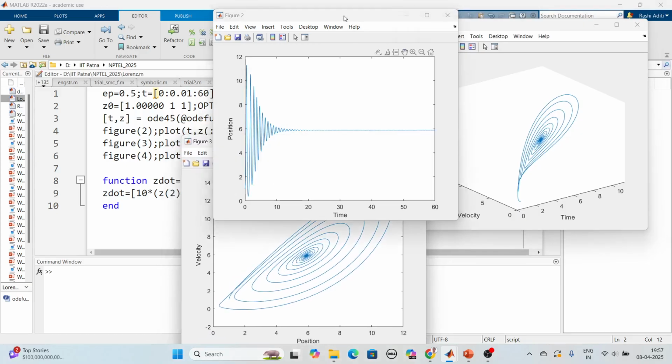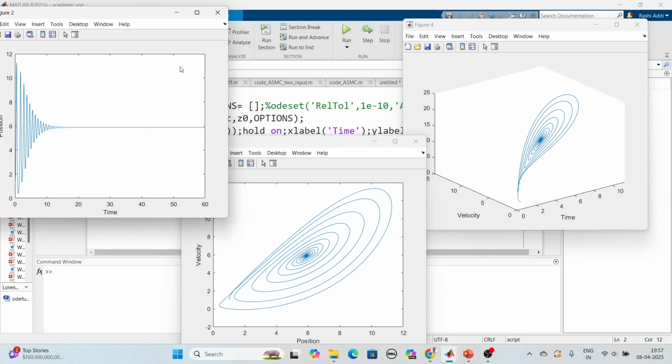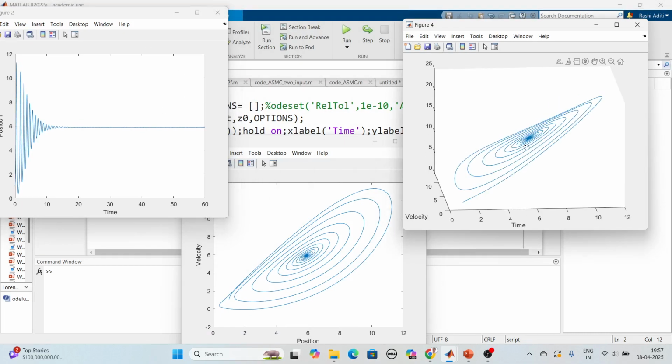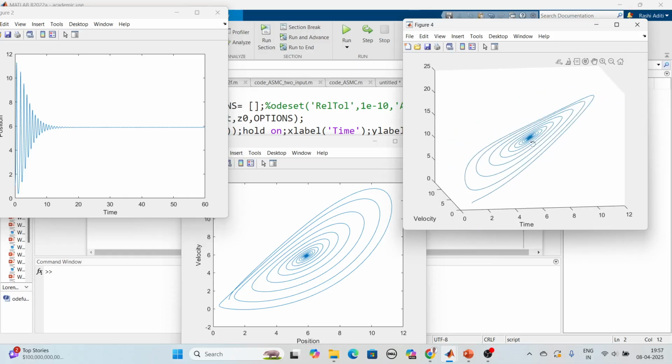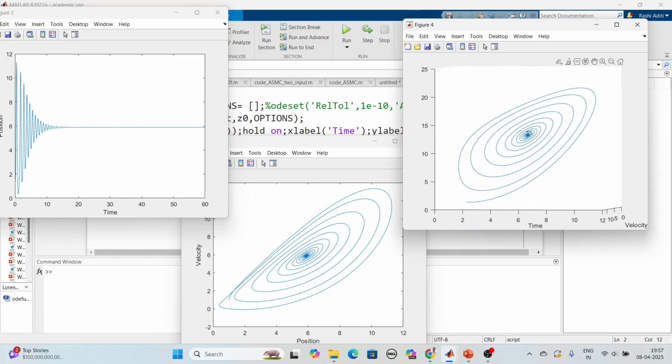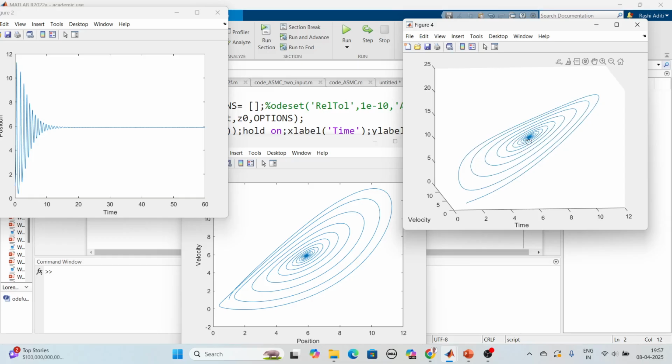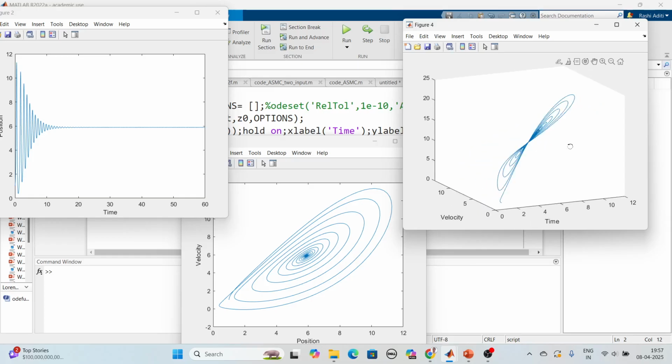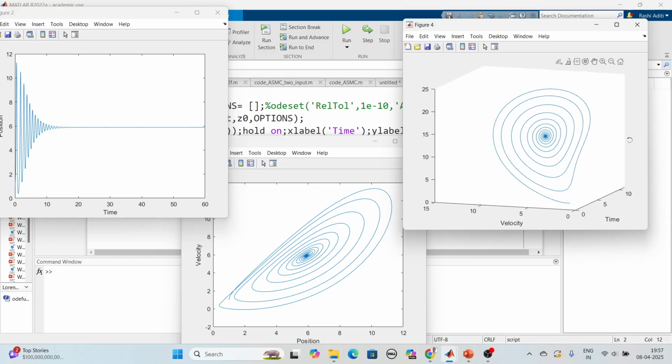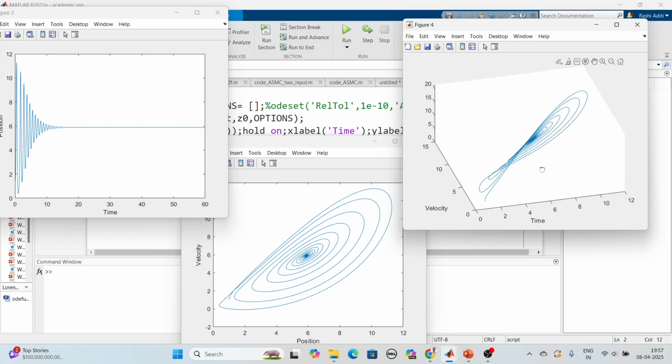Okay, you see this is an equilibrium point where it is converging. If you look into the 3D plot also, it is actually making a spiral, a three-dimensional spiral, and it is going to converge at a point, right? It is converging at a single point in the space, right?